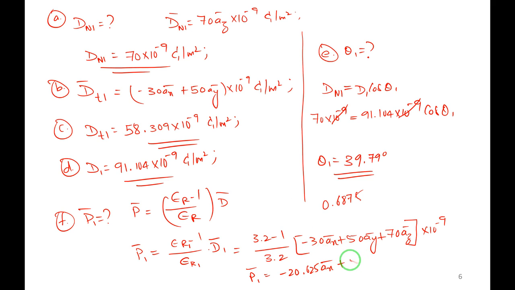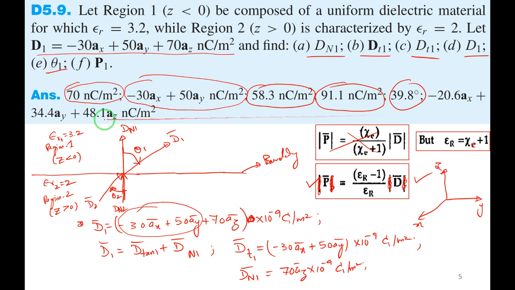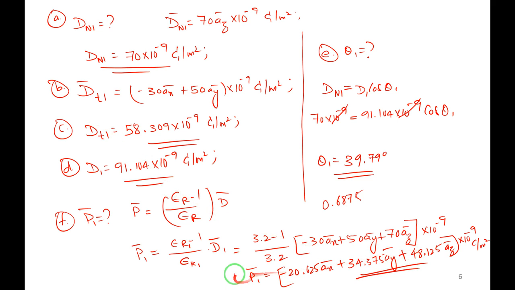34.375 ay. Then I will multiply 0.6875 with 70. So I am getting it as 48.125 az. You have to write 10 power minus 9 coulomb per meter square, same as the unit of electric flux density, right? So just cross verify, minus 20 plus 34 plus 48. Is it fine? So this is correct.